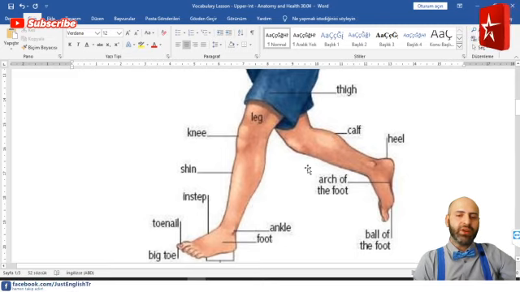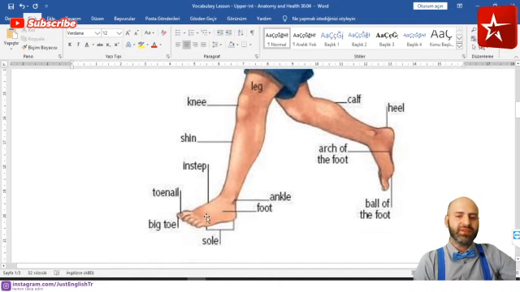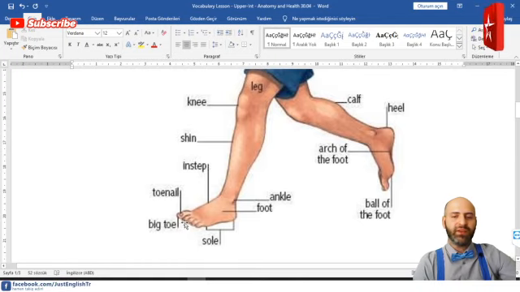If we go into our foot, so this is foot, okay? On our foot, we have ankle over here. The bottom part of the foot is called the sole. We have, of course, toenails and toes. Toe is like finger for the foot.